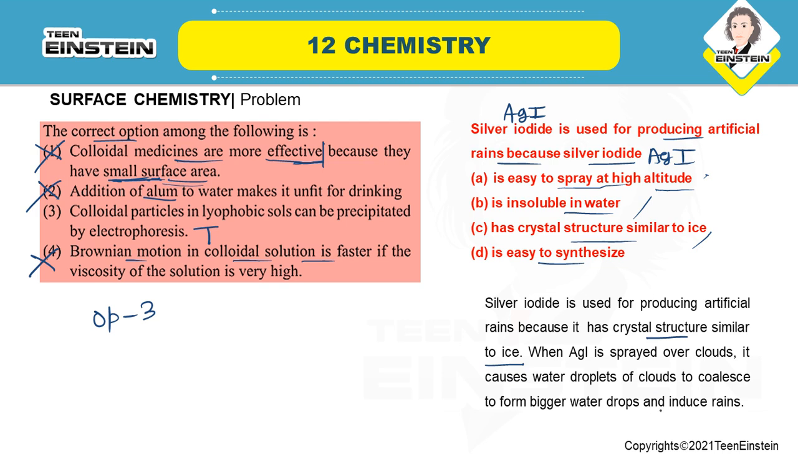Now when AgI is sprayed over clouds where ice particles are present, what will it cause? As the crystal structure is the same, the particles can attach to each other. As a result, the size of the particle will increase. Because of its increased size, it will now settle down because of gravity. So it causes water droplets of clouds to coalesce and form bigger water drops. Now the water drop size is bigger, so it will be precipitated, and that is rain. So because of the same crystal structure, the particles can coalesce. This is the actual explanation. Option C.